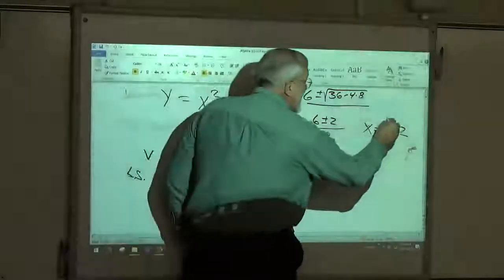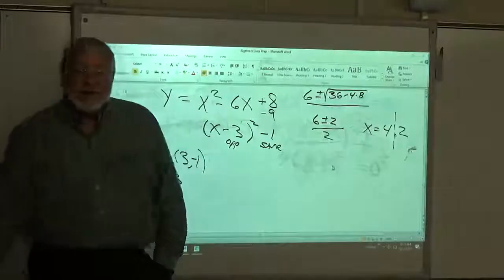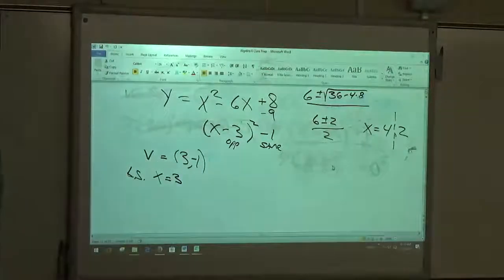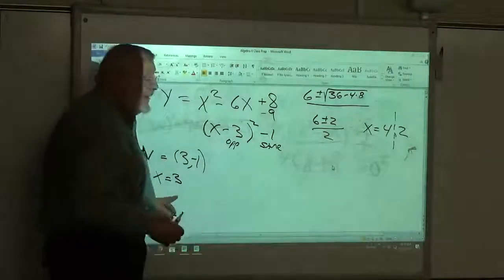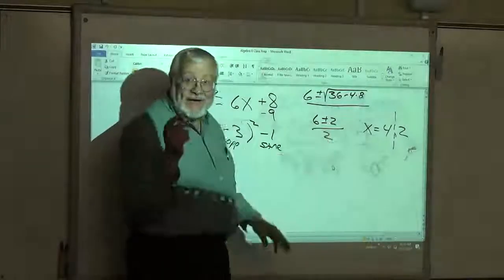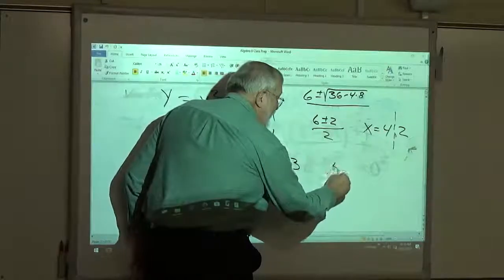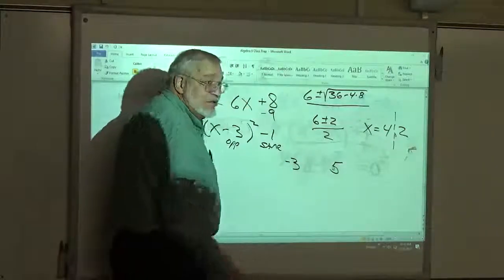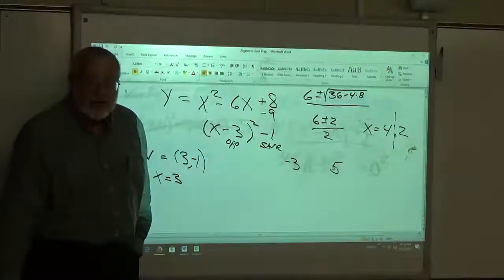Axis of symmetry is at 3. It's right in the middle of this. Now, the reason that it's only 1 point away is because of how this was set up. But if I had negative 3 and 5 as my solution, the axis of symmetry will be in the center.